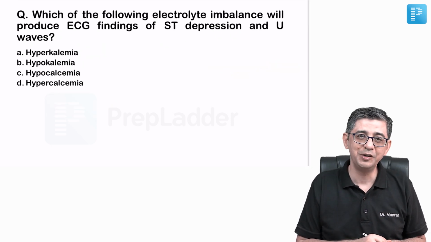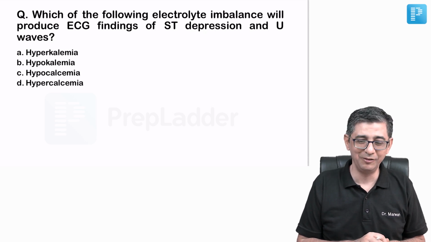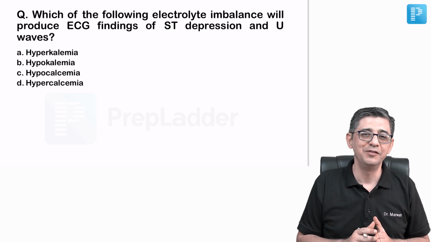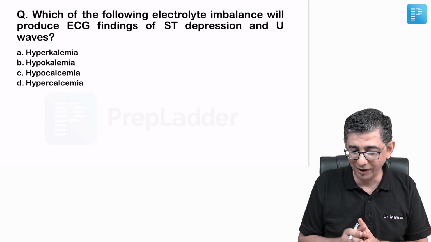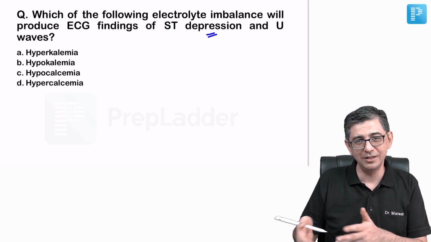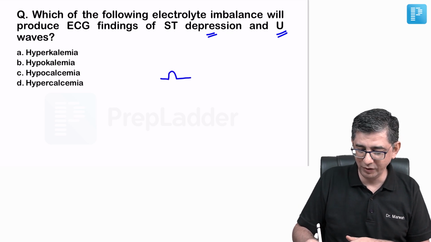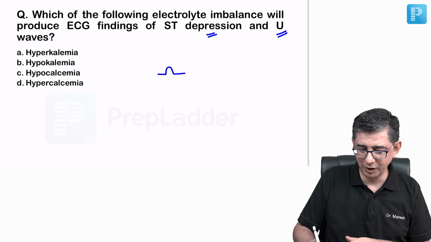This is the kind of question which we wish is always asked in the exam, and when you read this one, you are like, oh yes, man, I want questions like this. Which of the following electrolyte imbalance? Reading this will bring a smile to your face, that okay, I want this kind of question to be asked. Straightforward ST depression and a T wave and a U wave. So let me just sketch it. Hypokalemia causes T waves to become negative.